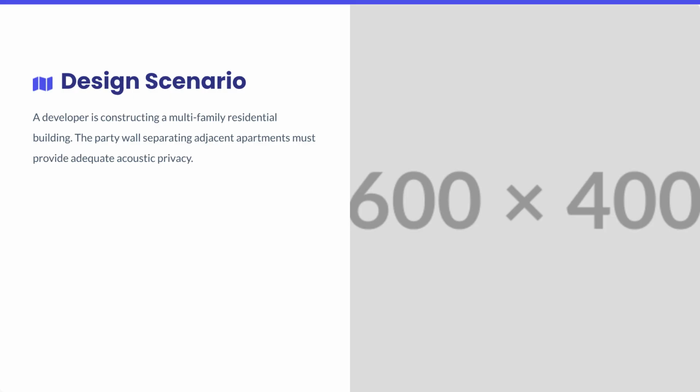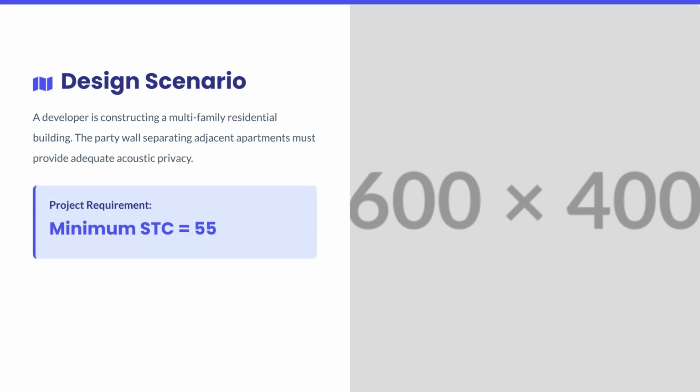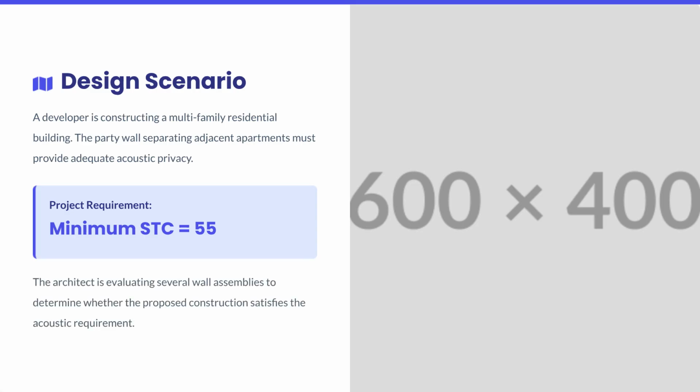In our design scenario, a developer is building a multi-family residential building, requiring the party wall to achieve acoustic privacy. The minimum project requirement for the sound transmission class, or STC, is 55. The architect must evaluate wall assemblies to meet this acoustic requirement.